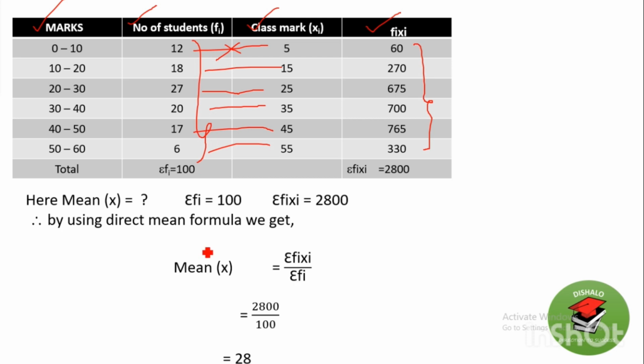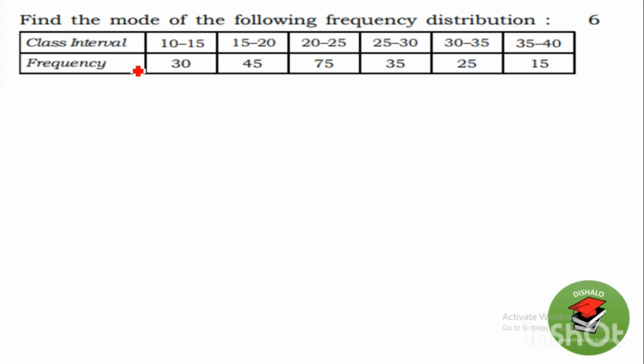Okay, then it's simple. You just have to write the formula of direct mean, that is mean equals summation of fi xi divided by summation of fi. So summation of fi xi is 2800, summation of fi is 100. So easy, 0 0 cancel, 0 0 cancel, you are left with 28. So this was mean. The last one is mode.